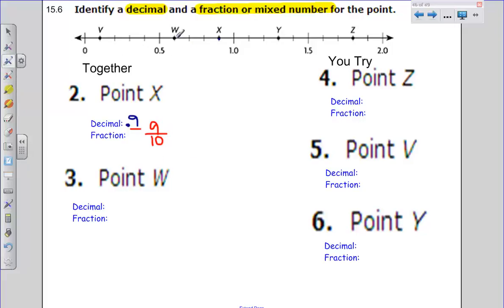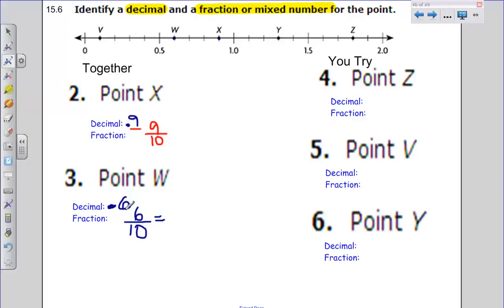Let's find point W this time. Let's see, so I've got 0.5, and then I've got 0.6. So point W is going to be 6/10. So again, in a fraction, if I'm in the tenths place value right here, right? So if I'm in the tenths place value, that means I'm going to be out of 10. It's going to be 6.